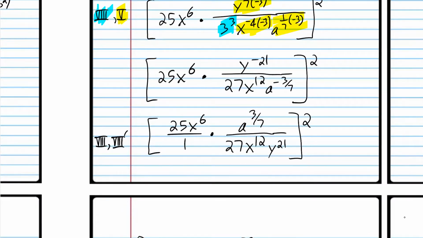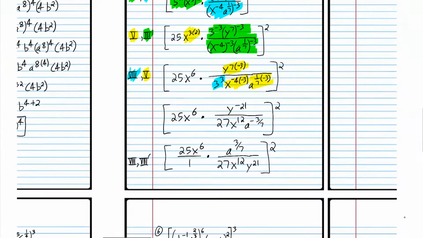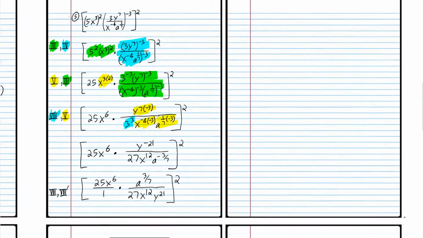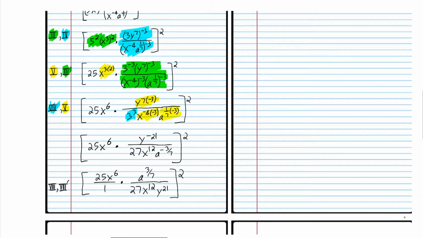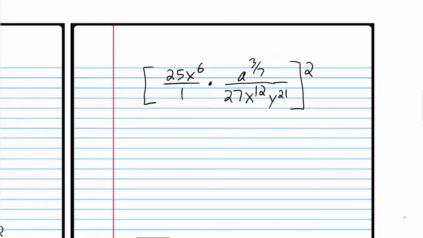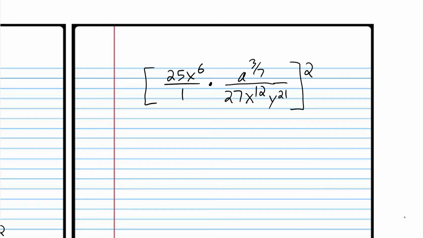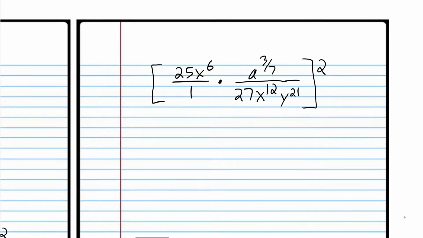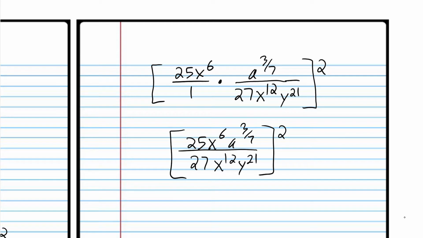Okay, so double checking everything, and obviously we're out of room. That's okay. We'll go to the next page. So I'm just going to copy this up here so we can see what's going on. So now what do? Well, we can just multiply straight across. We're multiplying this fraction with this fraction. So we multiply the numerators and then multiply the denominators. It's that simple. So we end up with 25 x to the 6th, a to the 3/7 over 27 x to the 12th, y to the 21st, and remember, everything is still raised to the second power.